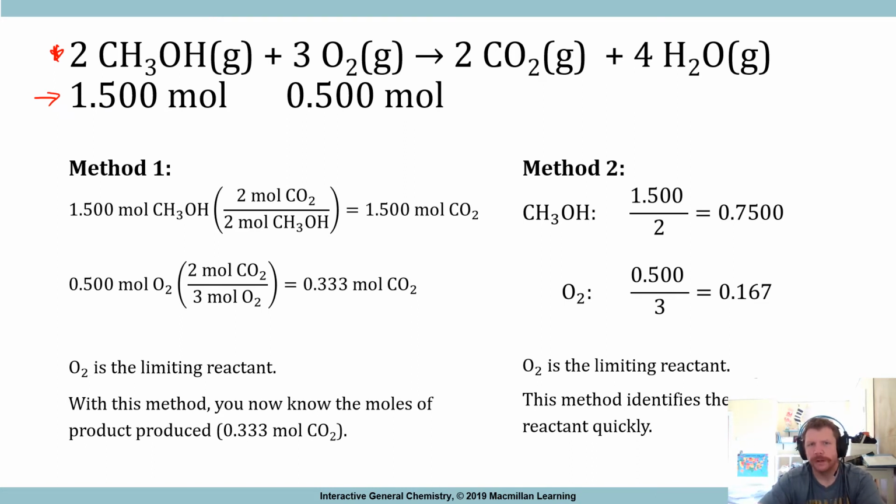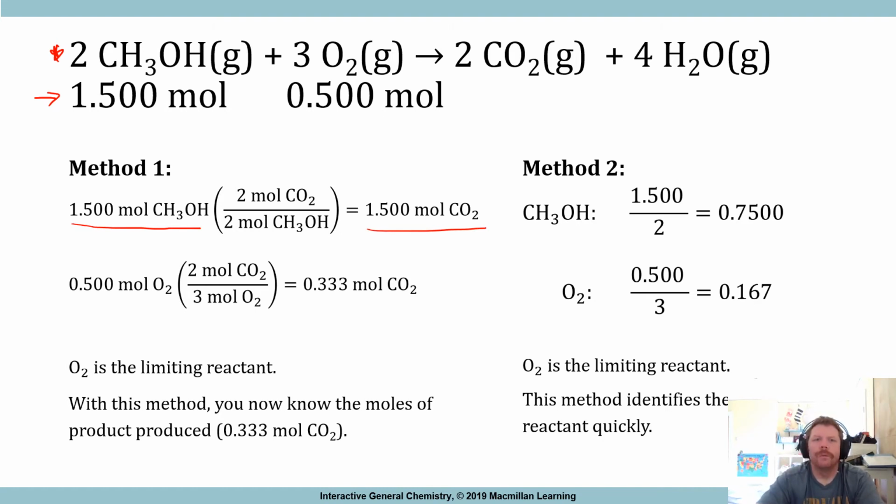So method 1 has you use the ratio. Method 1 shows you using 1.5 moles of your CH3OH, the amount that you're provided with, and you compare that to your moles of CO2 that are produced, using your balanced chemical reaction. And you'll learn that it's 1.5 moles of CO2 that are ultimately produced.